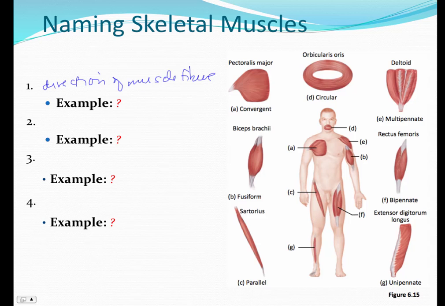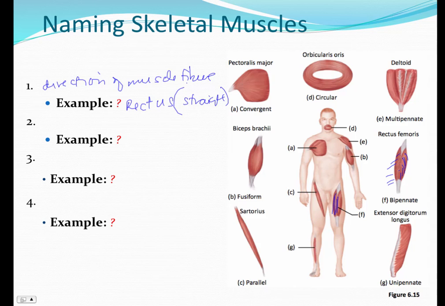A great example is this term rectus. Rectus means straight. And the great example here is the rectus femoris, right over here, one of our thigh muscles. And if you notice the striations, it's all in a straight line.